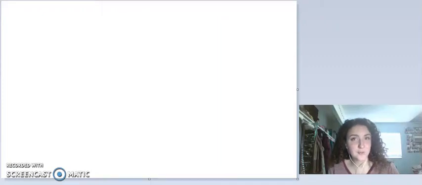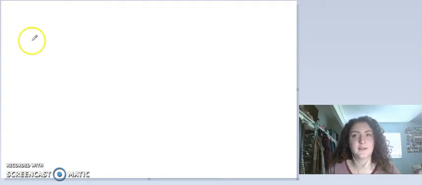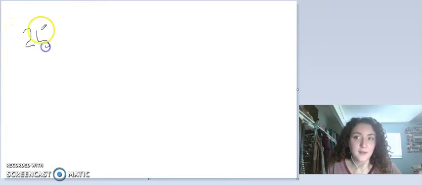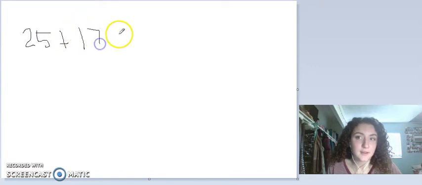Okay, so this is a sample problem from the math homework, and it's just to help you. You can refer to it if you don't know what I expect. So we are going to use a sample problem of 25 plus 17. We're trying to figure out what the answer is.